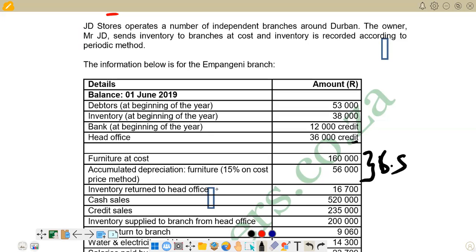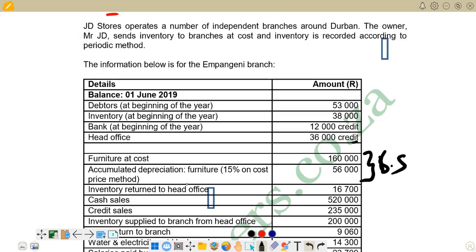Inventory returned to head office. So this one is affecting the accounts that we are opening, right? On inventory returned to head office, the double entry is that if it's being returned to head office, it means we are going to debit the head office account, and then we are going to credit the branch account. Obviously, this inventory is coming from the branch to the head office, so we are crediting the branch account and debiting the head office. The one which is receiving is going to be debited. The one which is giving the inventory is going to be credited.